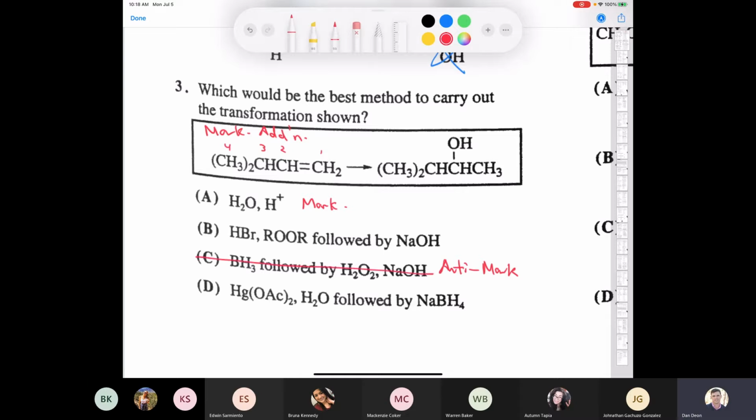B is anti-Markovnikov addition of HBr, right? So this is wrong too. This is anti-Markovnikov addition of HBr, so that's wrong. But what about D? What's the purpose of D? Could anybody tell me why they threw D in here? What kind of reaction is this, or what does this do? I have number 1, mercuric acetate in water, followed by number 2 would be sodium borohydride.